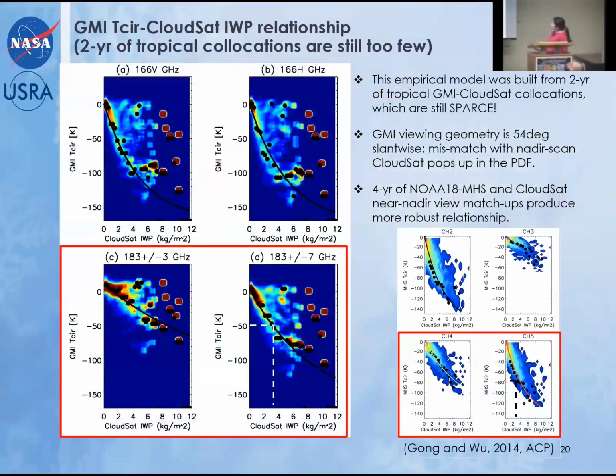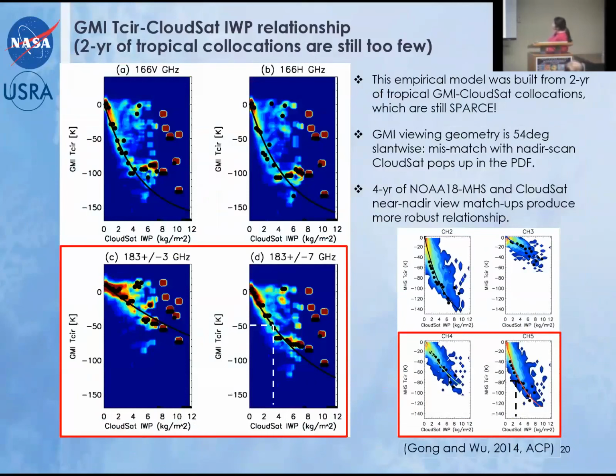This is all 4 GPM, or GMI, channels we use. For each ice water path bin, I normalize by the largest value here so you can see it better. Otherwise, it's dominated by the clear sky, because clear sky occurs most frequently. And you can see this line is mostly linear until it saturates at very large ice water paths, where the passive microwave cannot penetrate anymore.